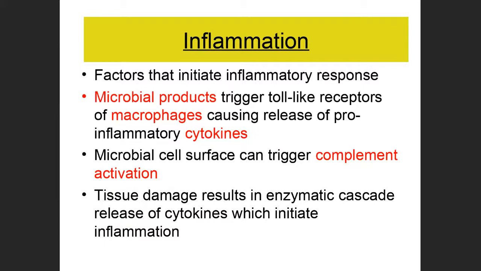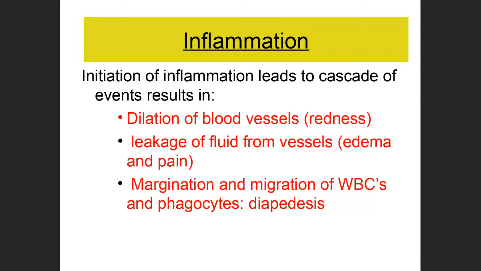Okay. Factors that initiate inflammation. So we talked about white blood cells putting out inflammatory chemicals. We talked about endothelial cells and injured cells putting out inflammatory chemicals. Microbial products can do the same thing also. Also remember that the microbes themselves can trigger complement activation. Okay. So again, go over the signs and symptoms of inflammation.